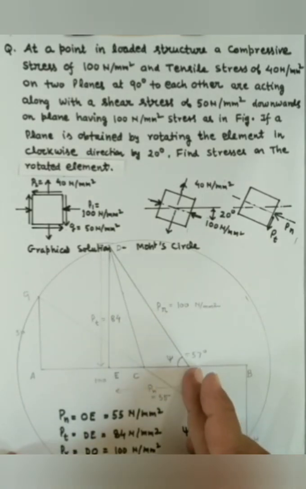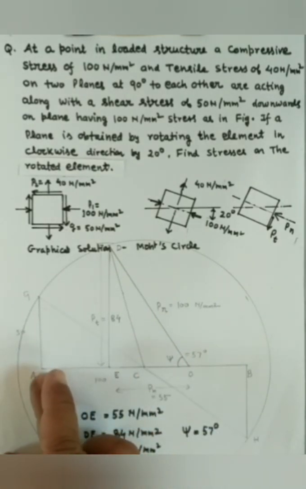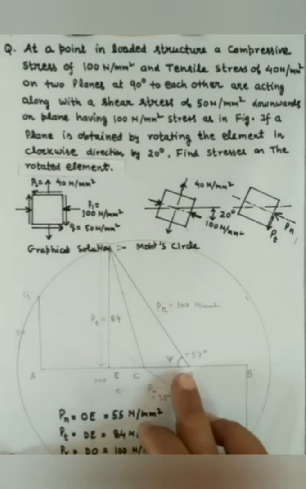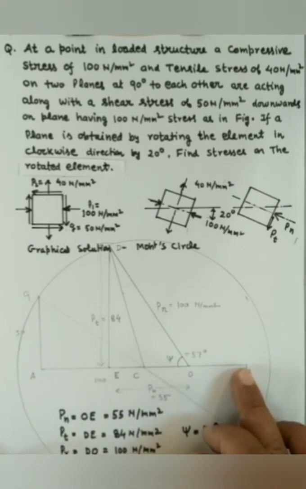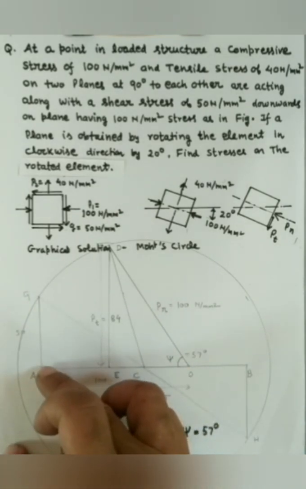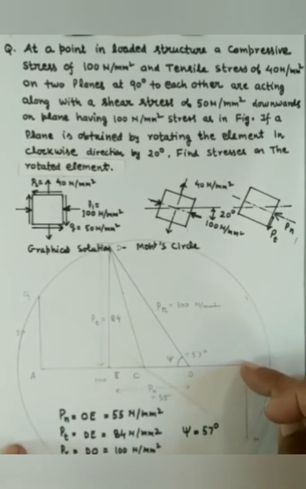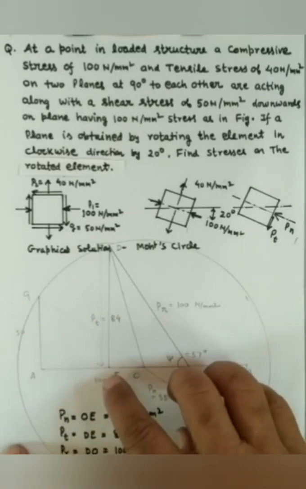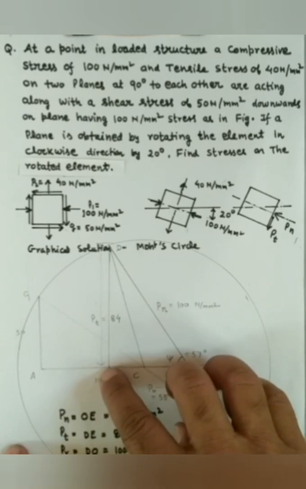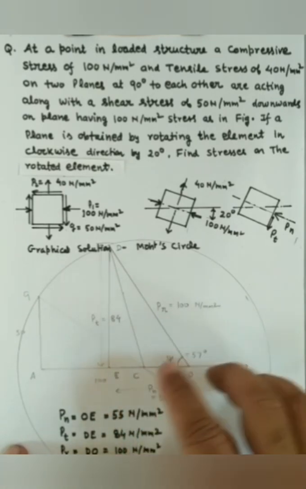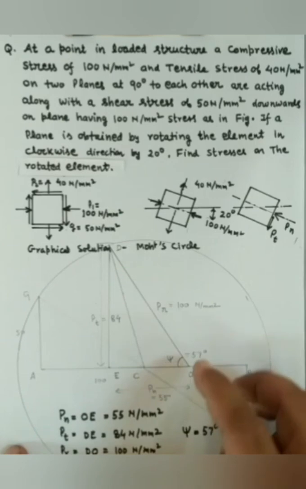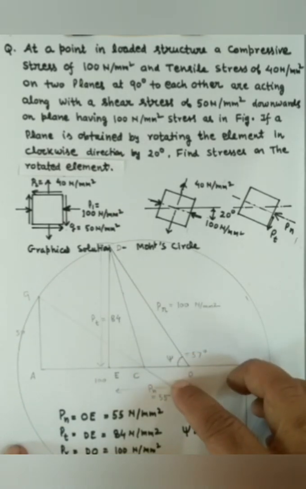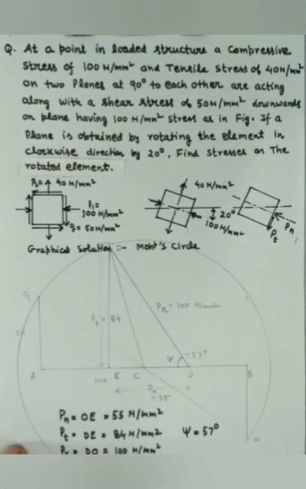So there are certain sign conventions. We take positive stress in positive x direction, negative stress in negative x direction, positive shear stress below the x-axis, negative shear stress above the x-axis, and an angle clockwise is negative and an angle anti-clockwise is taken positive.